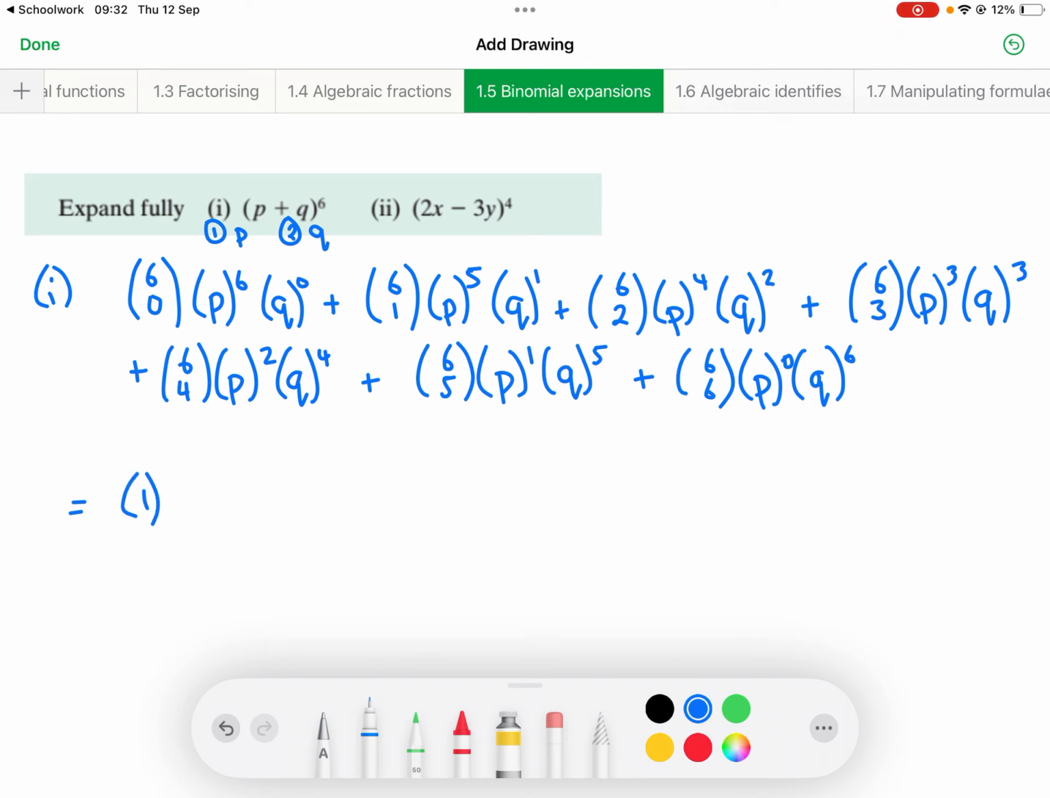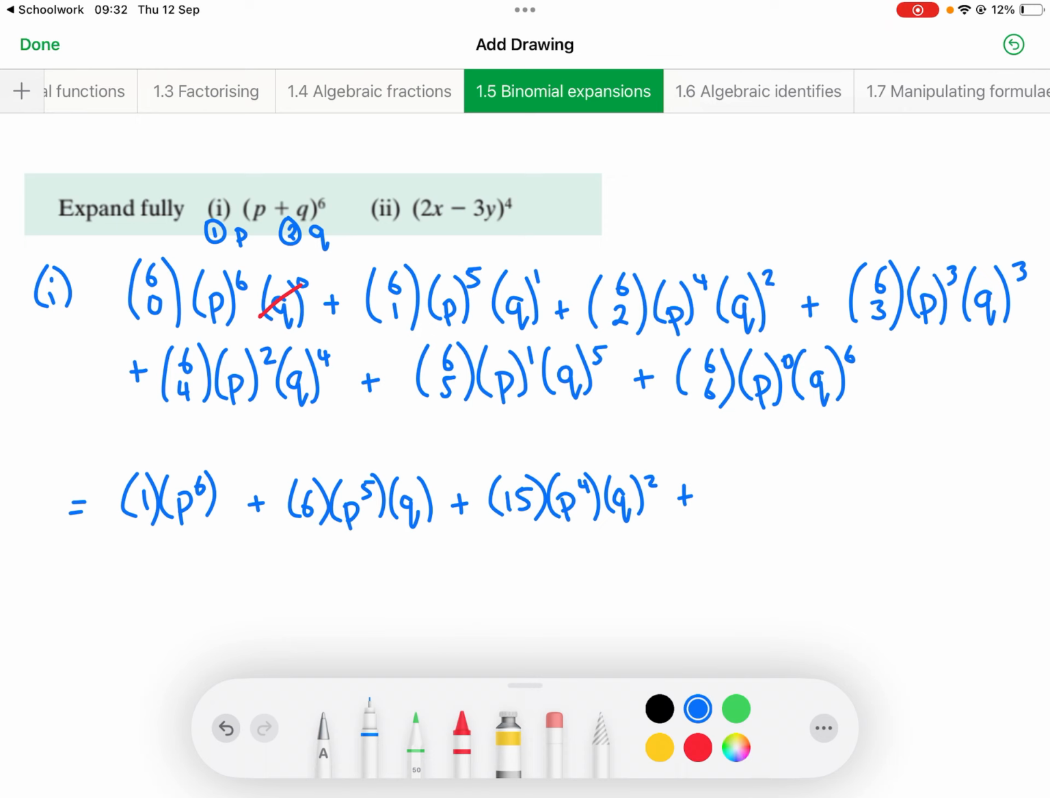P to the power of 6 is just p to the power of 6, and q to the power of 0 is just gone. On to my next term. 6 choose 1 is just 6. P to the power of 5, and q to the power of 1 is just q. 6 choose 2 is 15. That's telling us that if you have 6 things and you have to pick 2 of them, there's 15 different ways of doing that. And it's p to the power of 4, q to the power of 2.